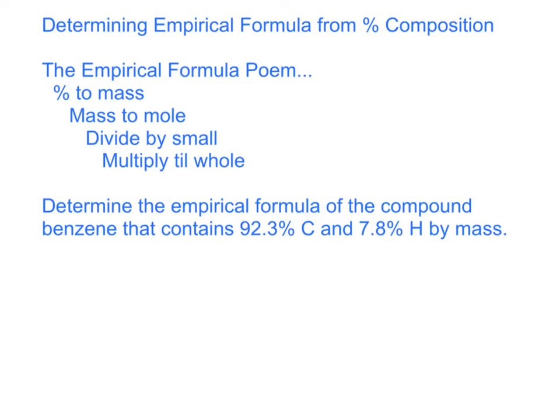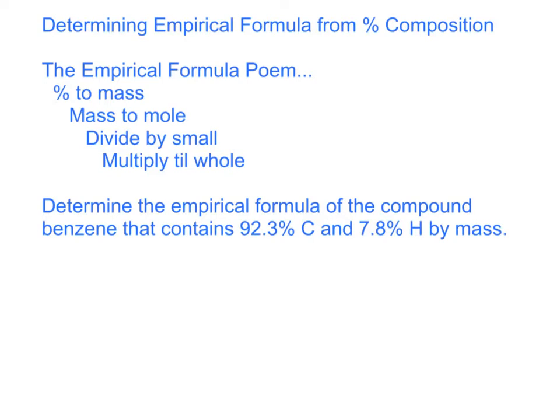The problem says: determine the empirical formula. So we want to know how much C and how much H is in the compound benzene, and we are told the percent composition of carbon and of hydrogen in the compound. This might be obtained from laboratory results, combusting it or something to figure it out. Those numbers would be our significant figures: we have 3 for the first and 2 for the second.